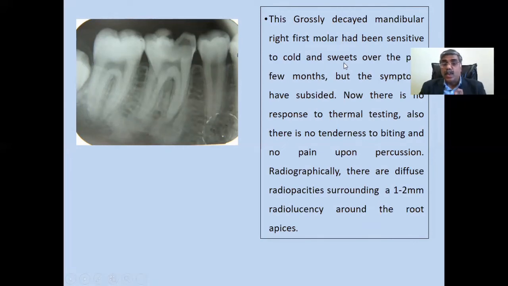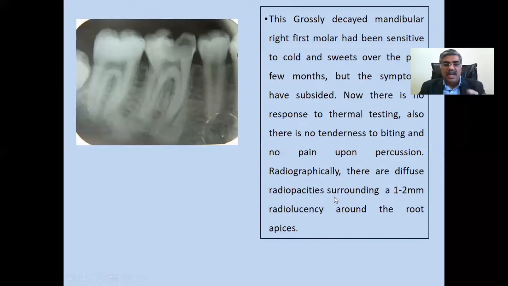Grossly decayed mandibular right first molar has been sensitive to cold and sweet over the past few months, but the symptoms have now subsided. So this is a clue that the pulp has gone for necrosis. Earlier it was sensitive to thermal stimuli, now it is not. Now there is no response to thermal testing. So when we apply pulp testing, there is no response. There is no tenderness on biting, and there is no pain on percussion. That means it is totally asymptomatic.